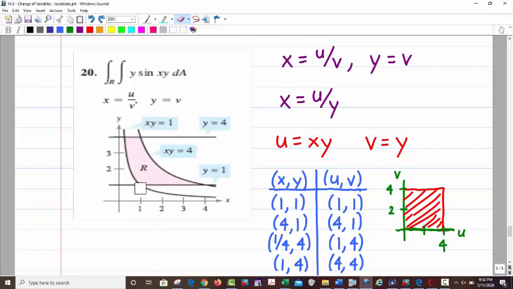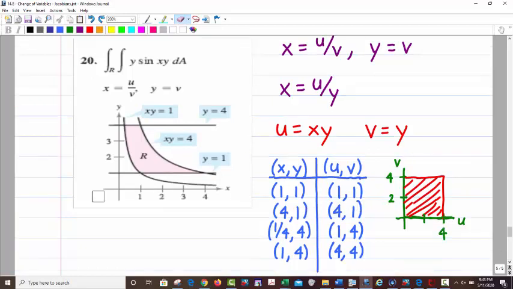So when you have 1, 1 right here, I put it in there, it's actually going to give you 1, 1 right here. I've got 4, 1. And 4, 1 will be 4 times 1, which is 4. And then y will be whatever v is, so it's going to be 1.